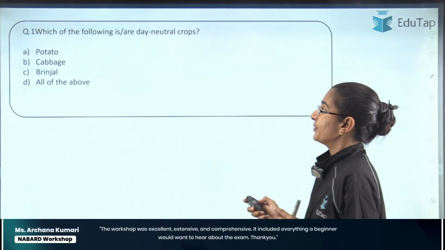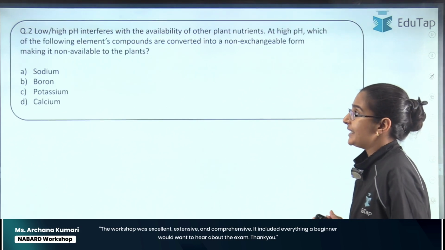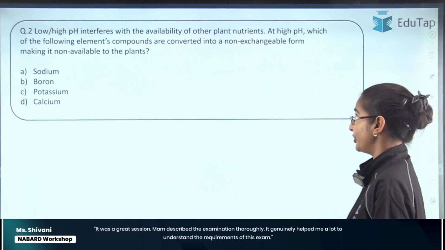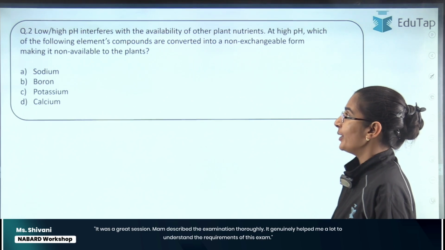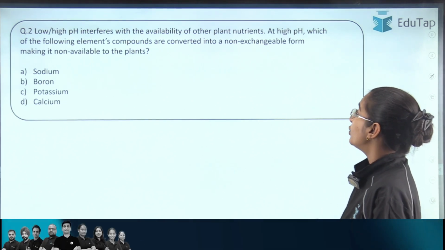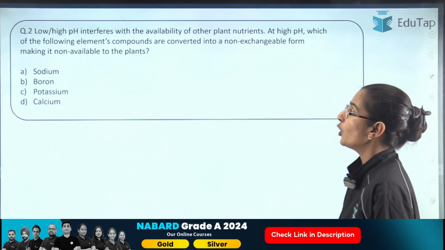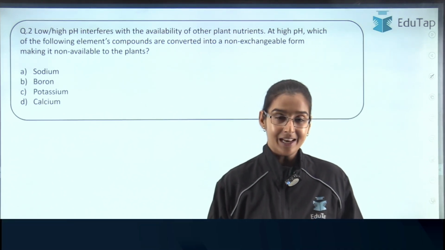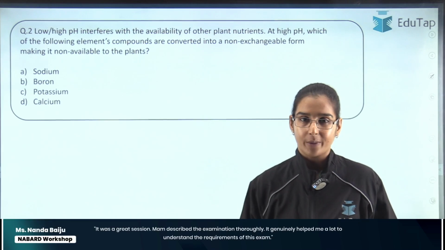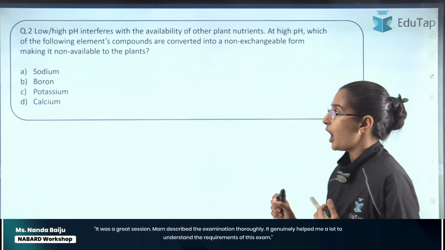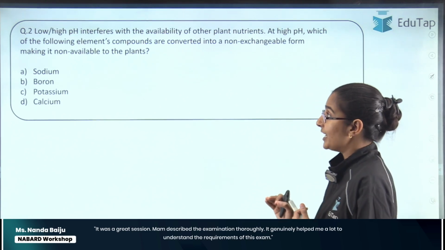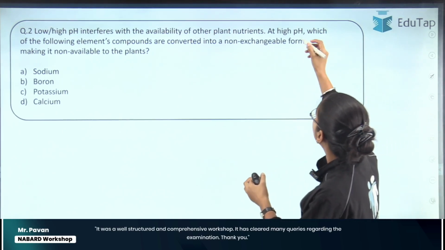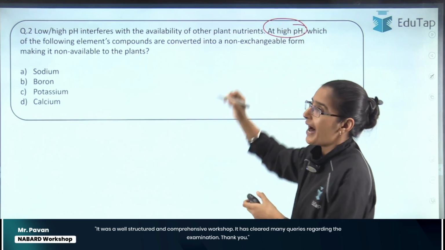Okay, so moving to the second question, it says that high or low pH interferes with the availability of other plant nutrients. At high pH, which of the following elements or compounds are converted into a non-exchangeable form, making it non-available to the plants? This concept also I explained to you in great detail. Now is the time for you to answer this homework question. So you have to tell me that out of sodium, boron, potassium and calcium, which will not be available to the plant in the situation of a high pH in soil.